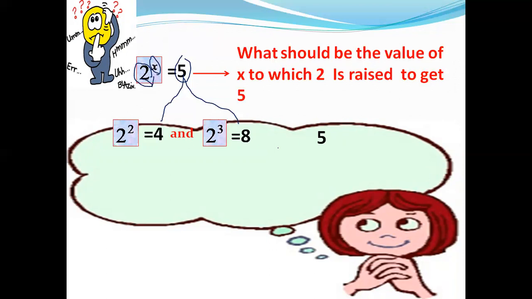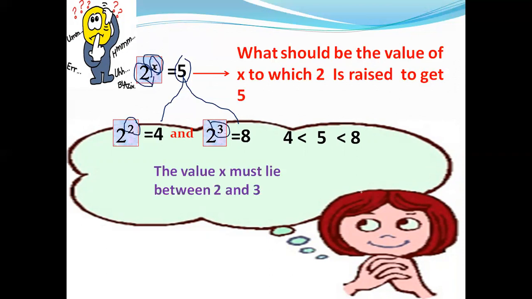So 5 lies between 4 and 8. So we can conclude that x must lie between 2 and 3. So the value x must lie between 2 and 3. But what is the value of x? How to find that x?